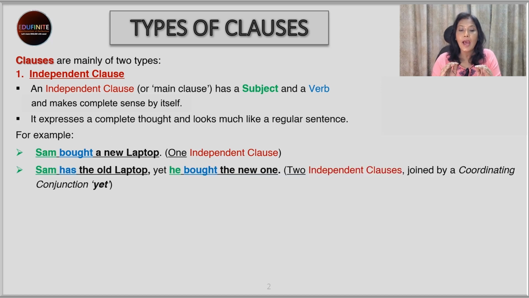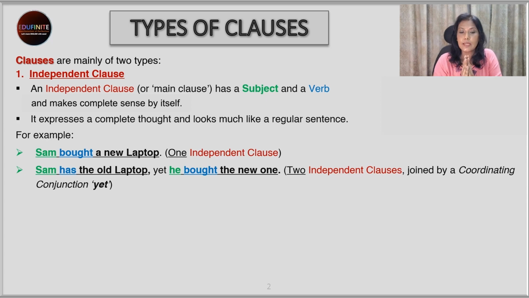Next, Sam has the old laptop, yet he bought the new one. So in this sentence, what do we see? I have underlined the independent clauses. So you'll be able to understand the things, those are underlined, the group of words that are underlined, they are all independent clauses. So it'll be easy for you to understand. And the green colored words are all subjects and the blue colored words are all verbs. So at a glance, you'll be able to understand which is a subject, which is the verb, and which is an independent clause.